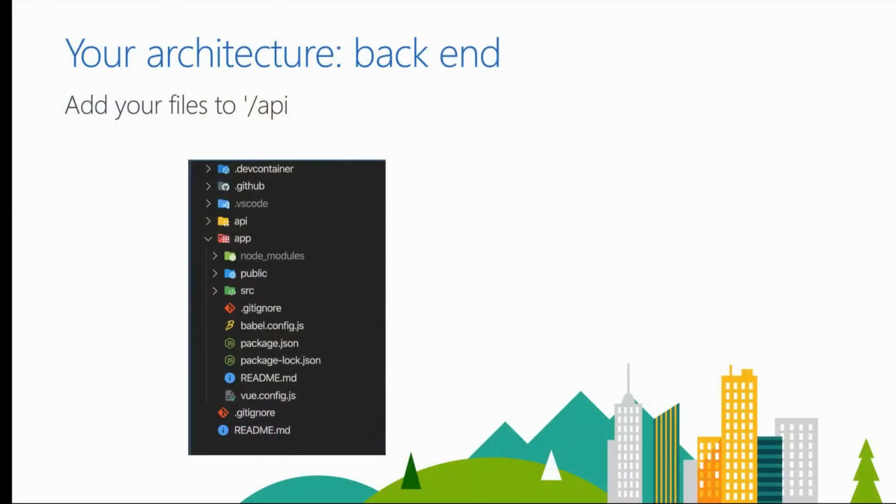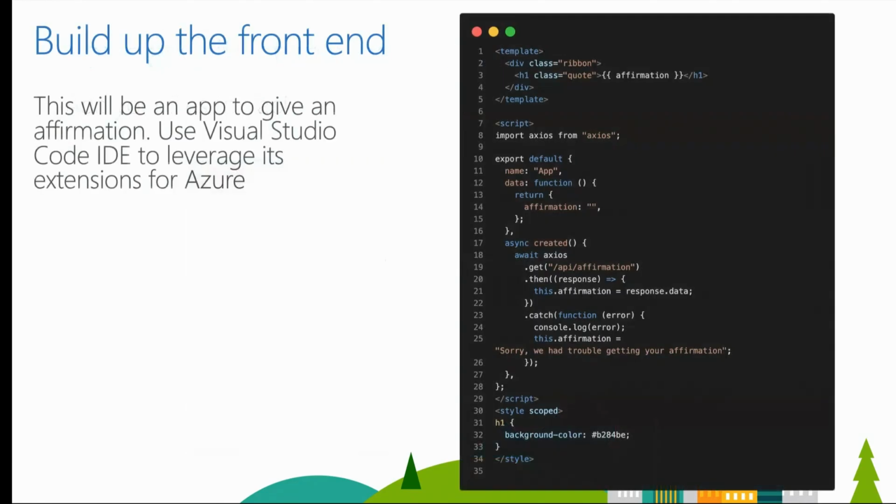Yep, so you add your front-end files to the app folder, and you don't have to call it that. You can call it front-end and back-end or anything you like. And then you can add your other files into your API folder. So that will be where your functions are stored. Very cool. All right, and so then you're going to build it out.